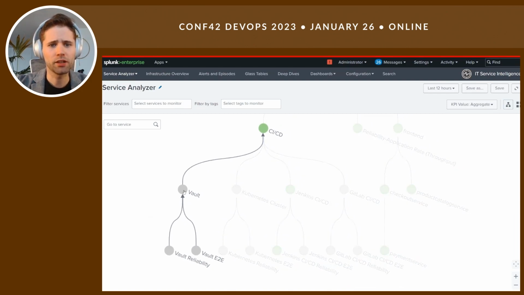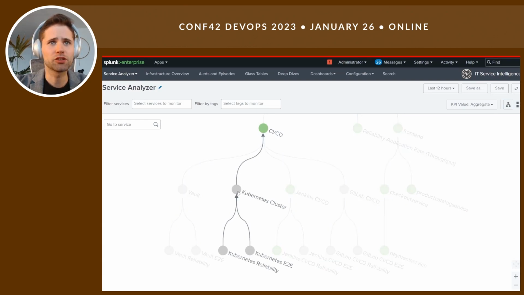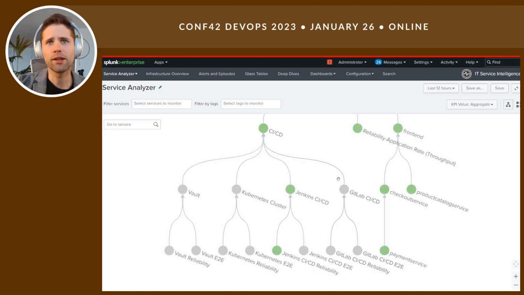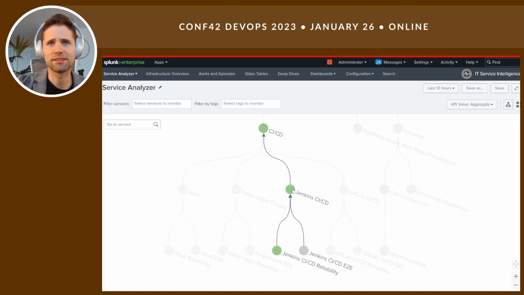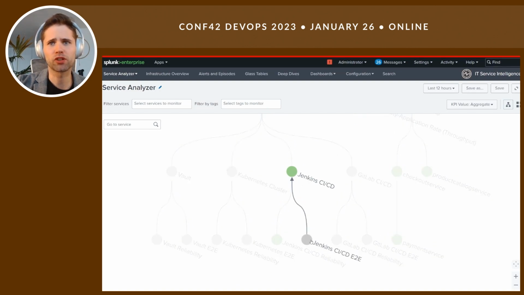We have the Vault here, which is used for secret management. We got the Kubernetes cluster service mapped, which, if you remember, we actually saw in the CI/CD architecture slide. We've got also the GitLab CI/CD. However, this is out of scope for today's demo. And we finally get to our Jenkins CI/CD service node. If we look under it, we have two other nodes, which are Jenkins end-to-end and the Jenkins reliability service.